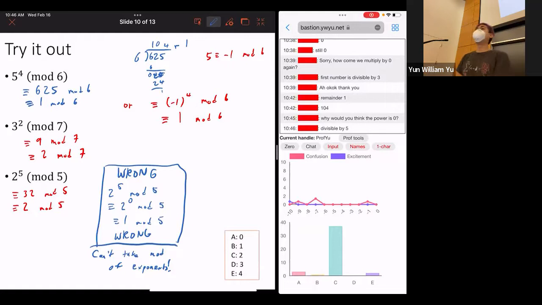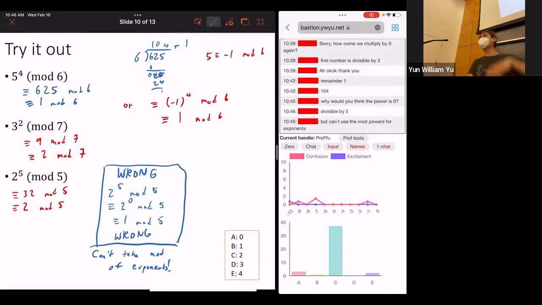I had actually designed that as a sort of trick. I was hoping that you guys would get so used to doing everything mod 5 that you would make a mistake. But it looks like, yeah, you can't use the modular rules for exponents in that same way.